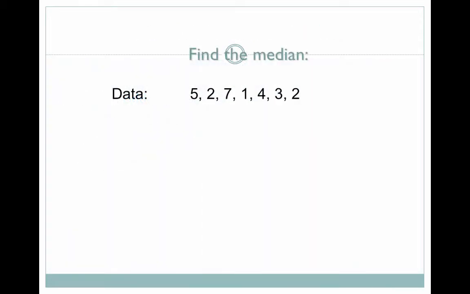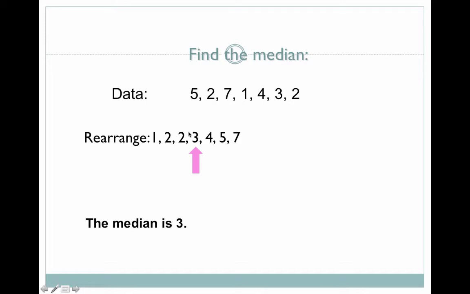Okay, so for this data set, 5, 2, 7, 1, 4, 3, 2. The first thing we need to do is order the data least to greatest. And then 1, 2, 3, 4, 5, 6, 7 values. So we should be able to count in to find the middle value. So you just start from the outside. Okay, there's my outermost. And I count in, and 3 is right there in the middle. So the median is 3.